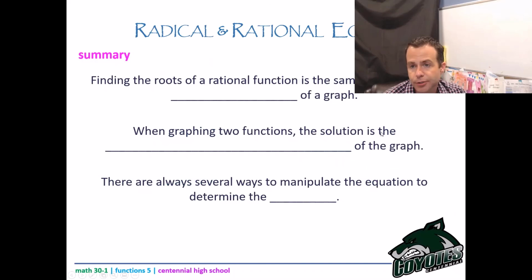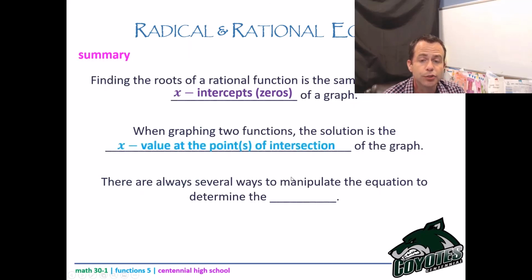Finding the roots of a rational function is the same as finding the x-intercepts or finding the zeros of a graph. When graphing 2 functions, the solution is the x value at the point or points of intersection of the graph. There are always several ways to manipulate the equation to determine the solution.